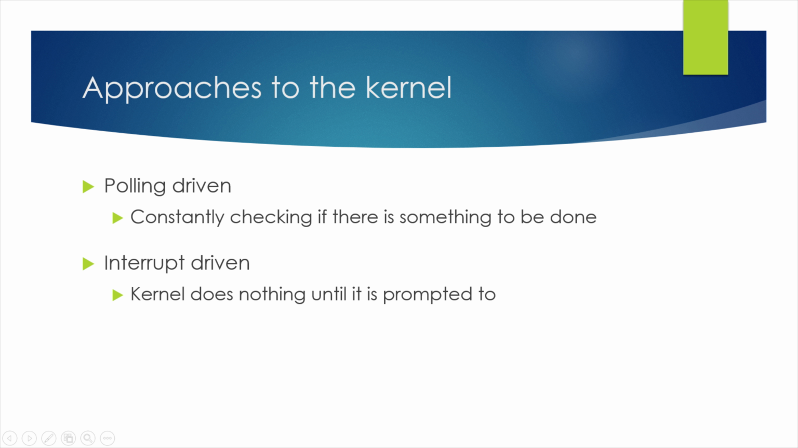Polling is the first method. Polling is a method of implementing a kernel that constantly looks for things to be done. This means that the kernel is constantly waiting for the applications layer to give it something to do. This method isn't very good because it wastes energy.